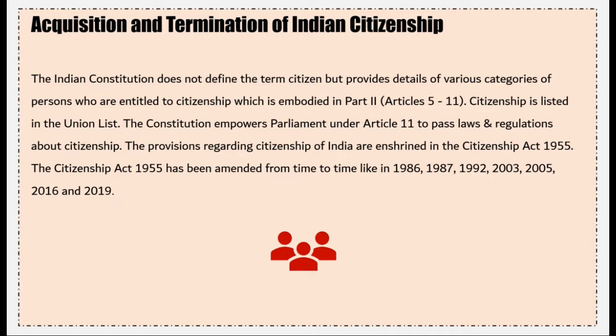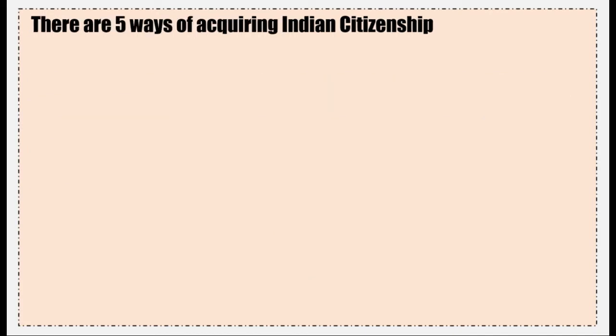The Citizenship Act of 1955 has been amended from time to time, like in 1986, 1987, 1992, 2003, 2005, 2016 and 2019. There are 5 ways of acquiring Indian citizenship.